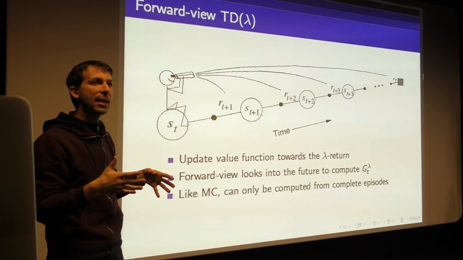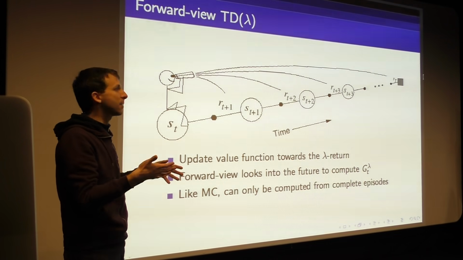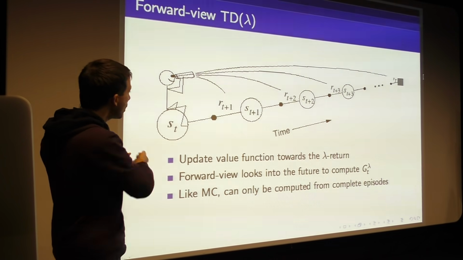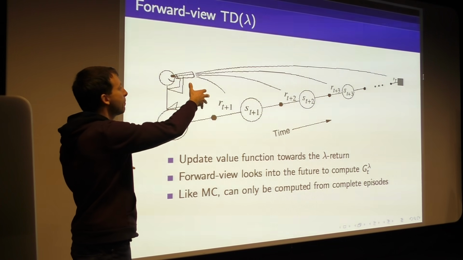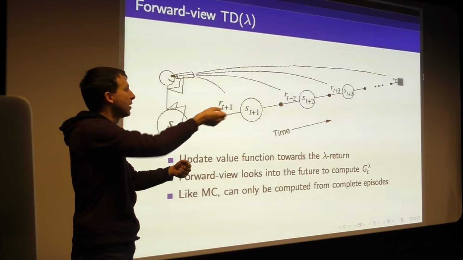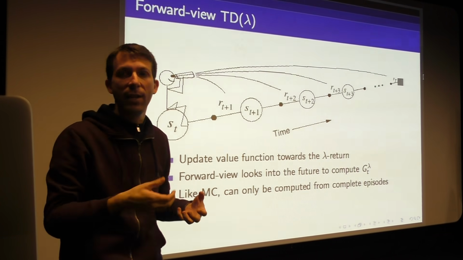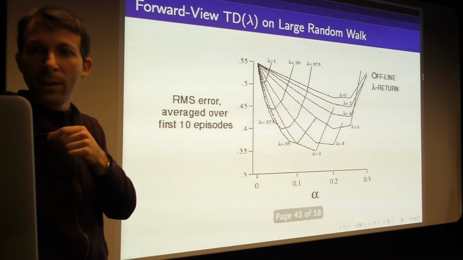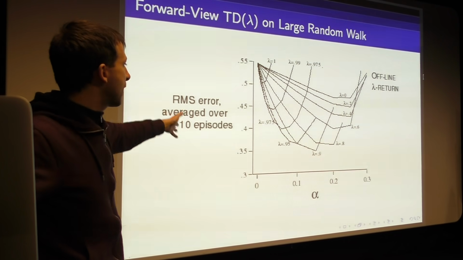But what's nice about TD lambda is that there is an equivalent mechanistic view that achieves the same results as forward view TD lambda, but without having to look into the future, without having to wait until the end of the episode and gathering those lambda returns.